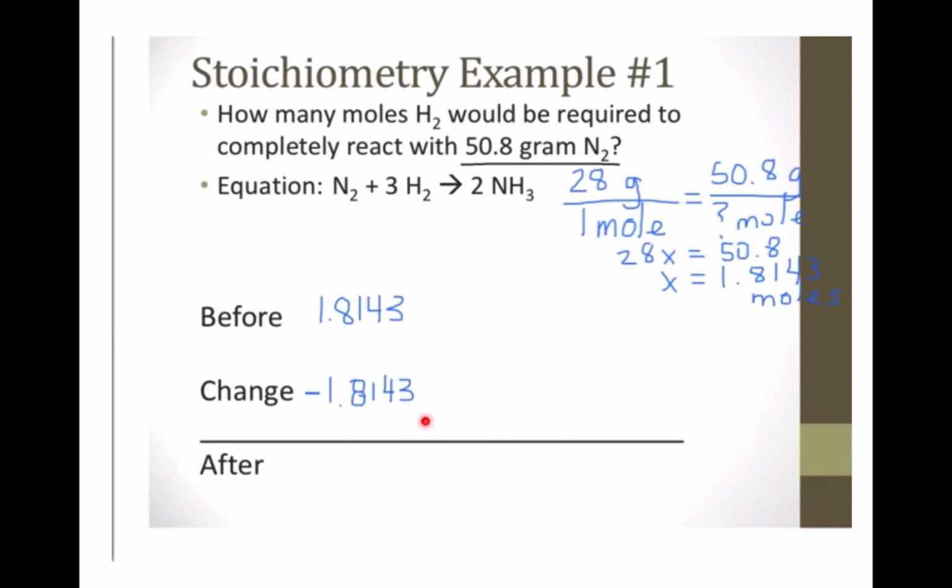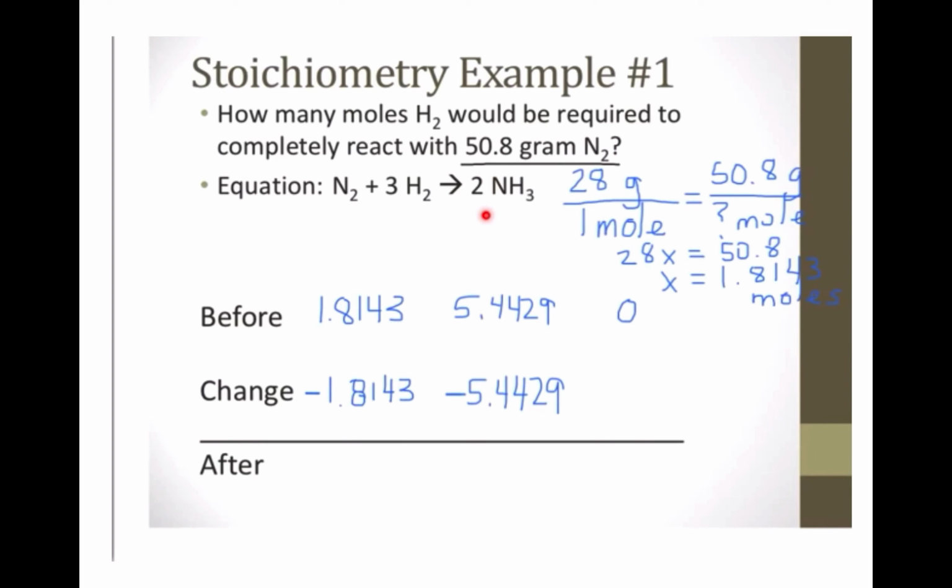So I just figured out that I have to use up 5.4429 moles of hydrogen. So that means I have to have started with at least 5.4429 moles of hydrogen. I'm always going to start with 0 moles of product. And it says that for every 1 mole of nitrogen, I created 2 moles of ammonia, NH3. So 2 times as much as the hydrogen.